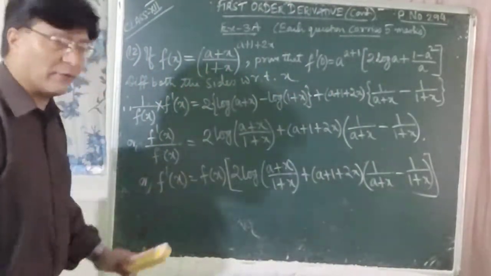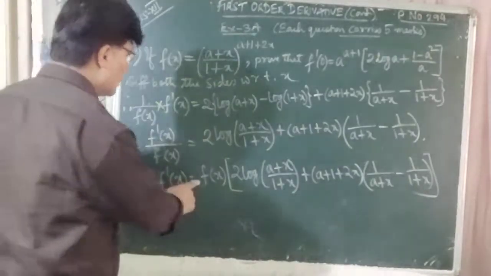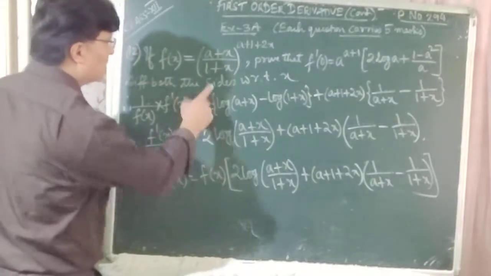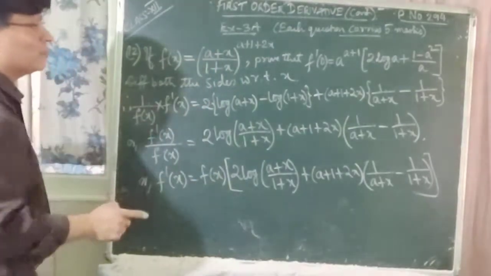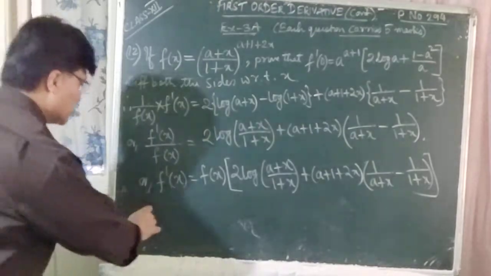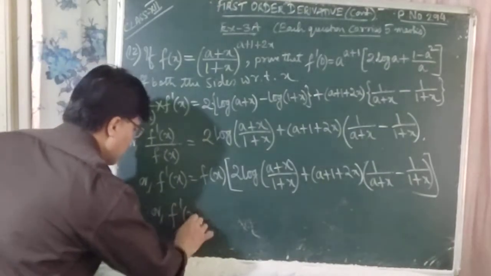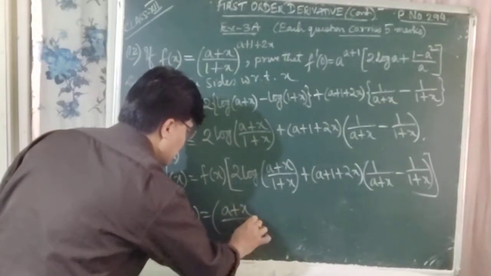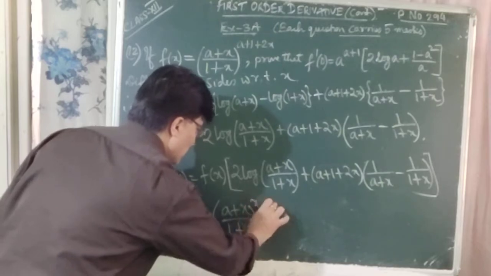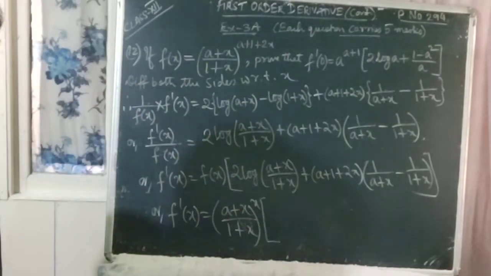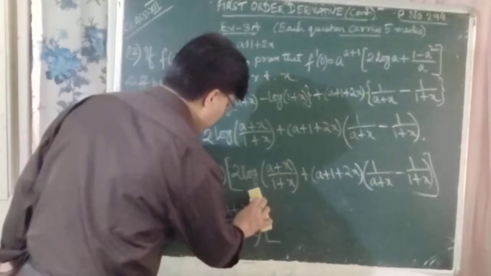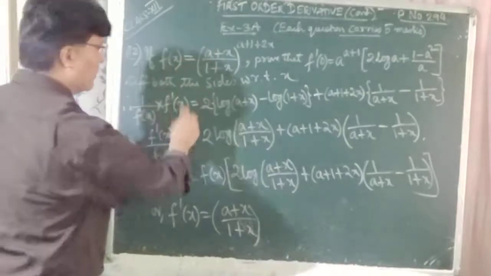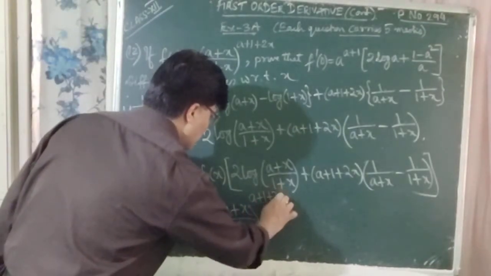So again you have to put the value for f of x, okay? So what was the value for f of x? Actually it is the given function, isn't it? What is the value for f of x? It is a plus x divided by 1 plus x whole to the power a plus 1 plus 2x. Let us write it here. So f dash of x is equal to, what is f of x? It is a plus x divided by 1 plus x whole to the power x, right? Oh, not whole to the power x, sorry. It should be a plus x upon 1 plus x whole to the power a plus 1 plus 2x.